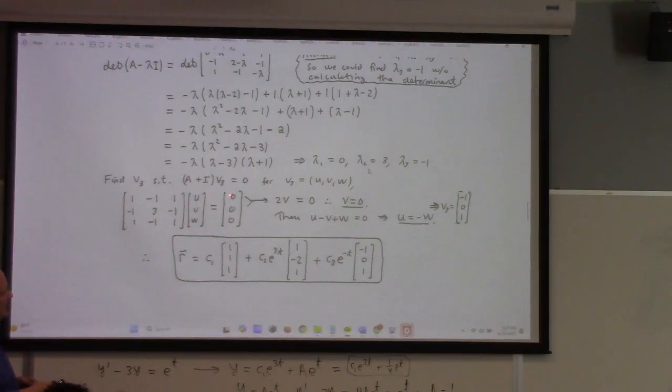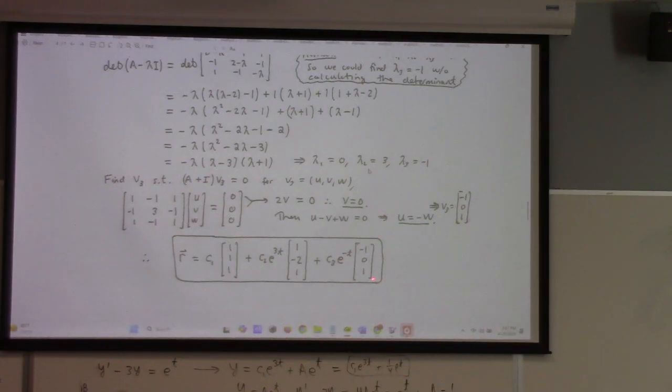When I looked at this before, I could immediately see that v was 0. I'm not sure how I saw that at that point, but v is 0 apparently. Once you know that, if you put that into the first, second, or third equation, you end up with u equal to minus w, which puts us at something like minus 1, 0, 1 for our eigenvector. Then we write down the general solution: c1 e to the 0 times t, which is 1, times 1, 1, 1, plus c2 e to the 3t times that, plus c3 e to the minus t times that.